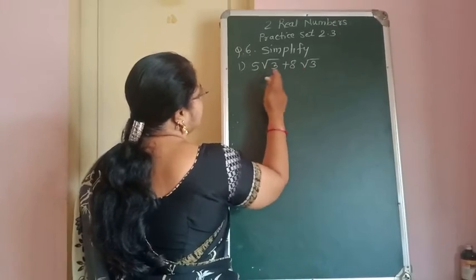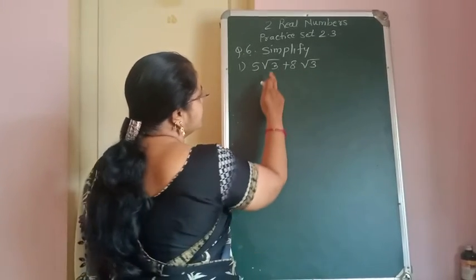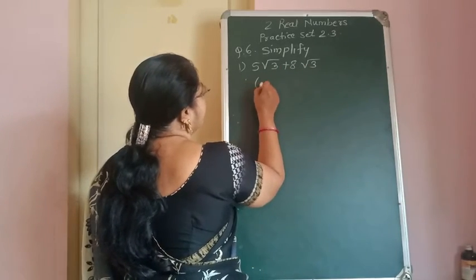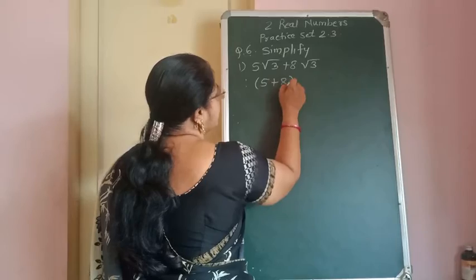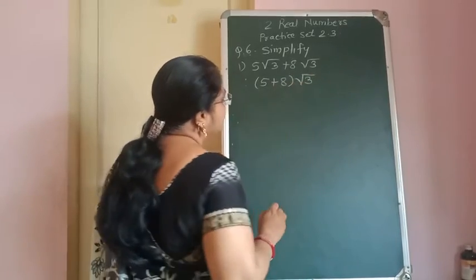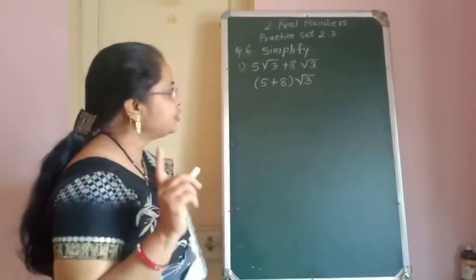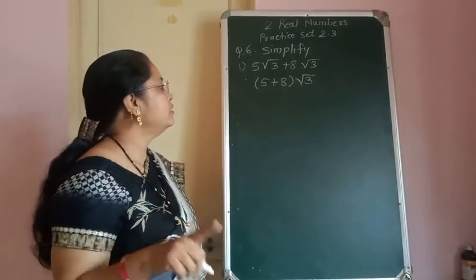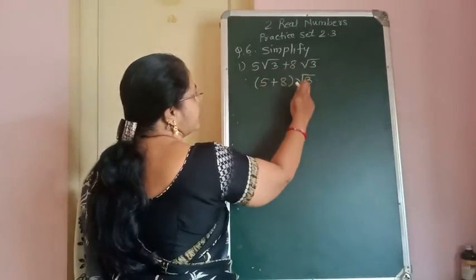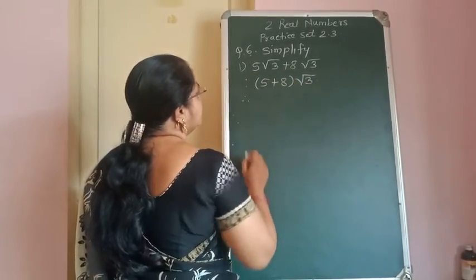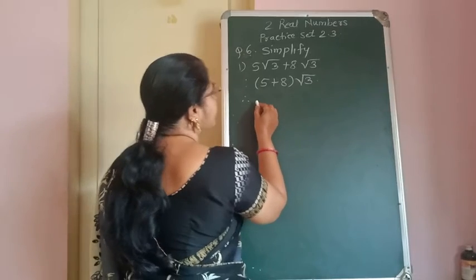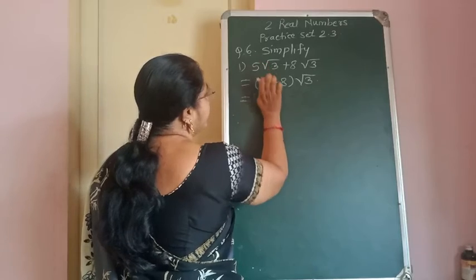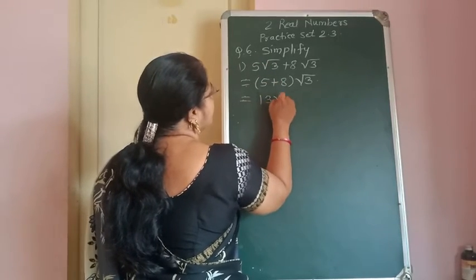For adding these two surds, this suffix must be same, and we can add now these numbers 5 plus 8 and this root 3. We do not add root 3 plus root 3 equal to root 6. This is not the proper method. We have to add these two numbers and write down root 3 outside the bracket. So this is equal to 8 plus 5, 13 root 3.